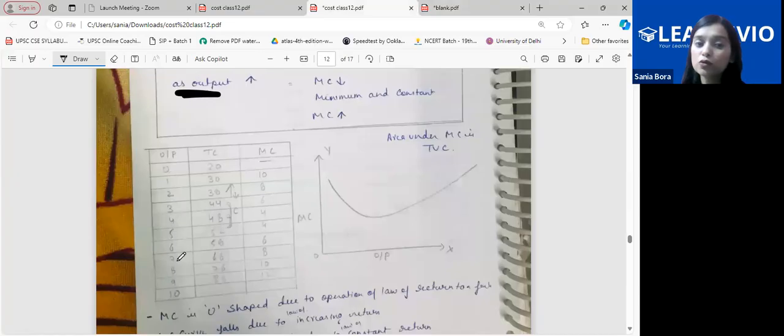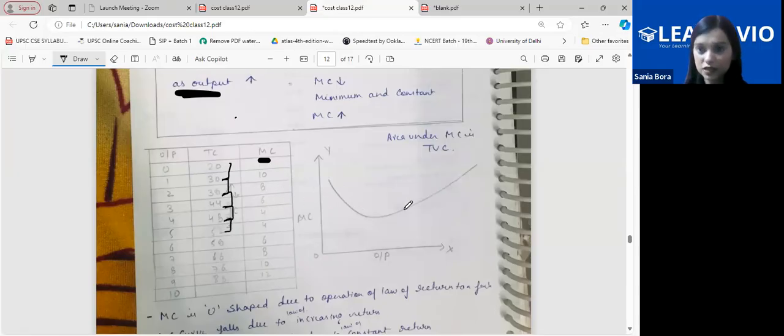Output 1, 2, 3, 4, and total cost is 20, 30, 38 like this. Marginal cost, you can see. How to find marginal cost? The first one will be blank always, no matter what. Now the second one, how do you find it? 30 minus 20, you got 10. 38 minus 30, 8. 44 minus 38, 6. 48 minus 44, 4. 52, this. So you got it. Clear?